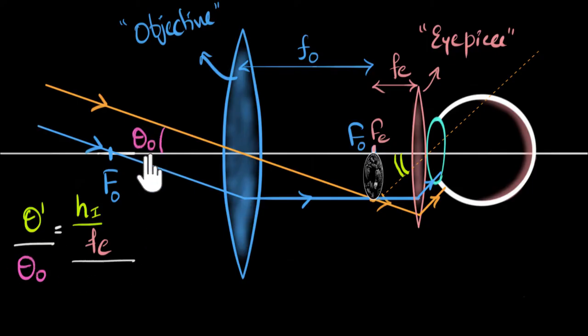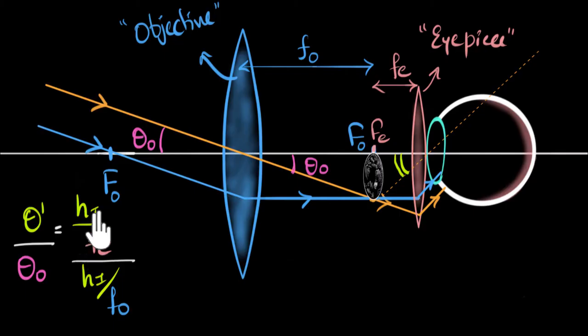Divided by, what is theta naught equal to? Well, instead of taking theta naught over here, we can calculate theta naught over here. Can you see they're the same angles? They're vertically opposite angles, right? And so we could now take this triangle and figure out what theta naught is using the same approximation. So again, it will be the opposite side, h_i, divided by the focal length of the objective.